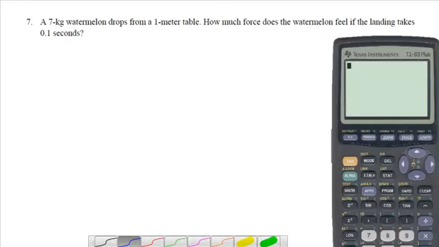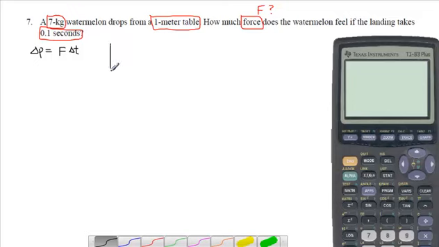Okay, momentum quiz number 7. A 7-kilogram watermelon drops from a 1-meter table. How much force does the watermelon feel if the landing takes 0.1 seconds? So you're trying to find force. It looks like we're going to be using this formula again, where your change in momentum is equal to the force times time.